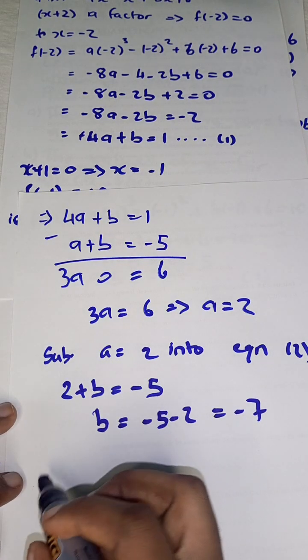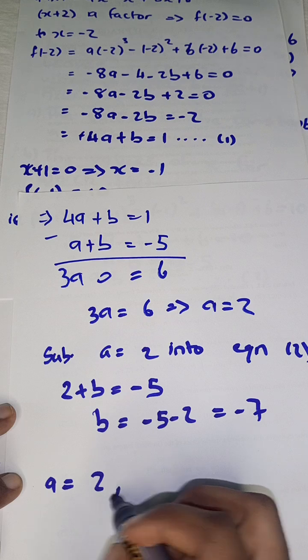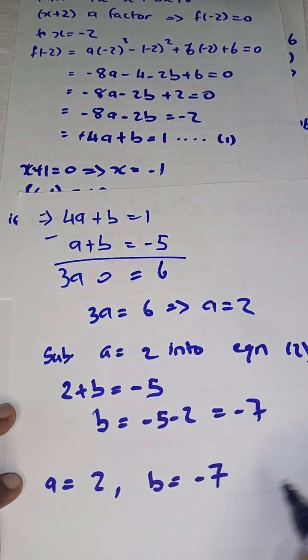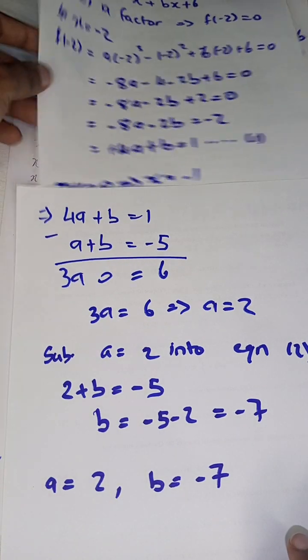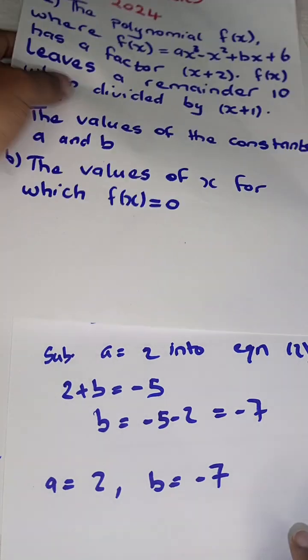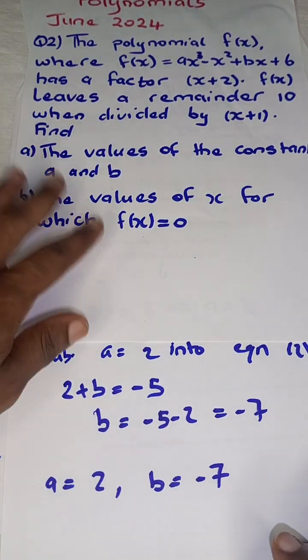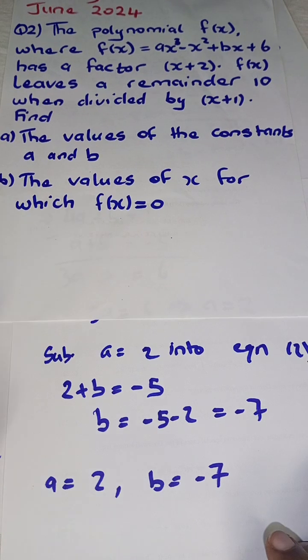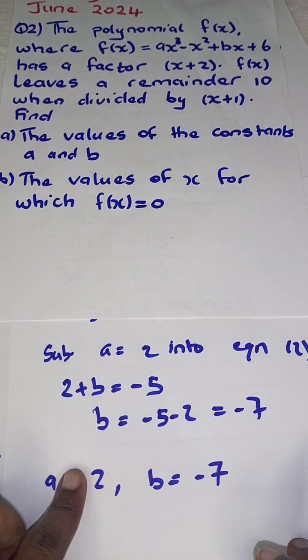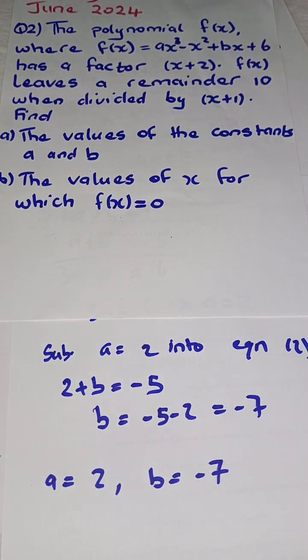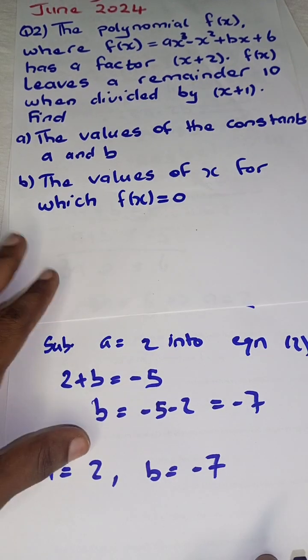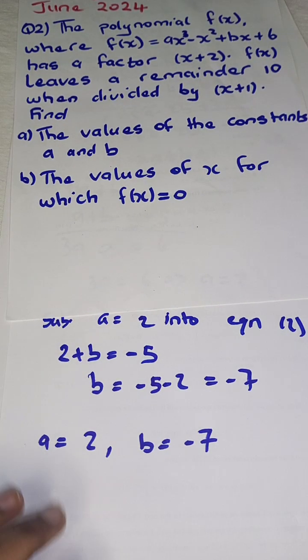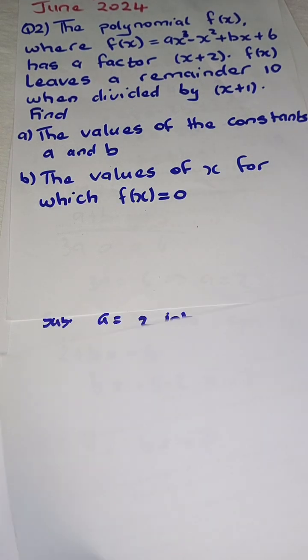So we have the values for a and b as a equal 2 and b equal negative 7, and that ends the first part of the question, which says to find the values of the constants a and b. Now we look at the second part of the question, which says to find the values of x for which f of x equals 0.